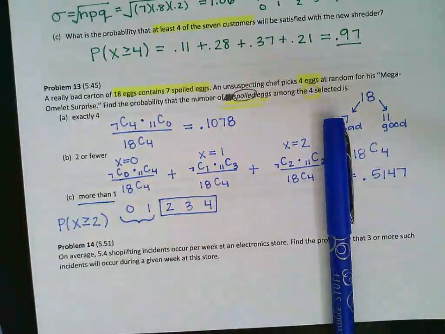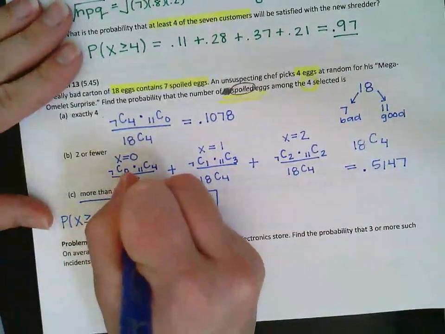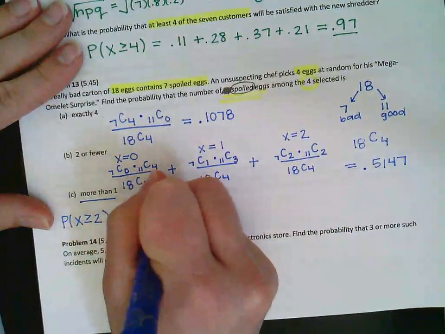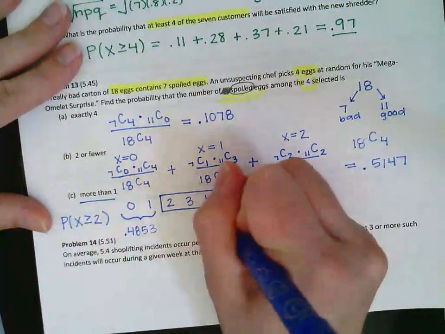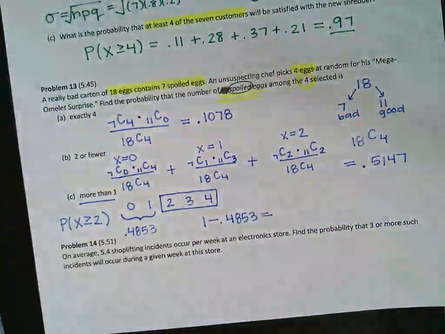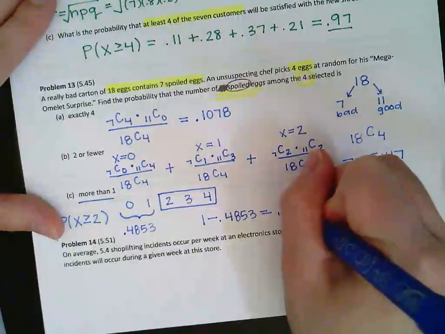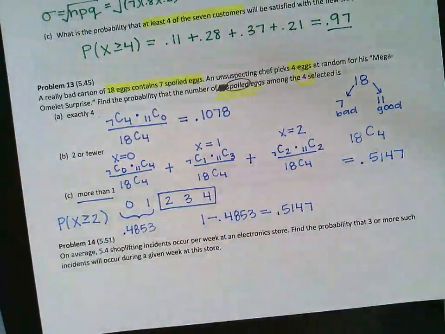Okay. So this is 0.4853, which means I want to do 1 minus that to find the complement. Right there. Okay.